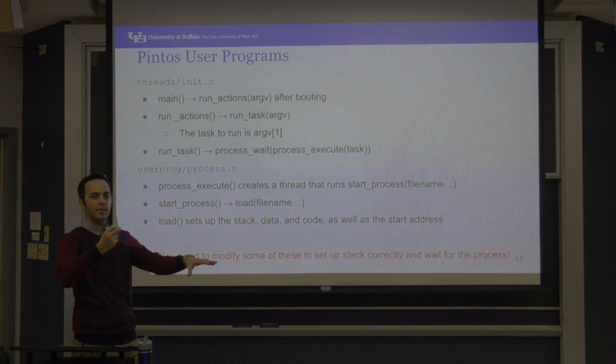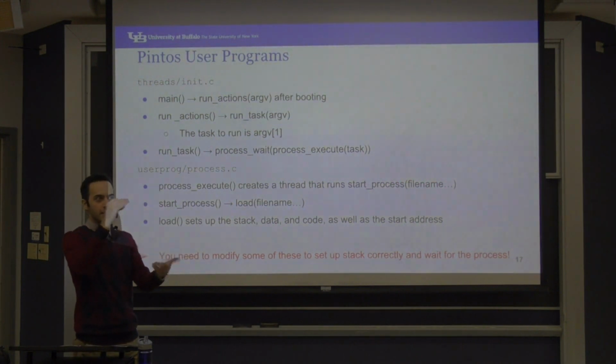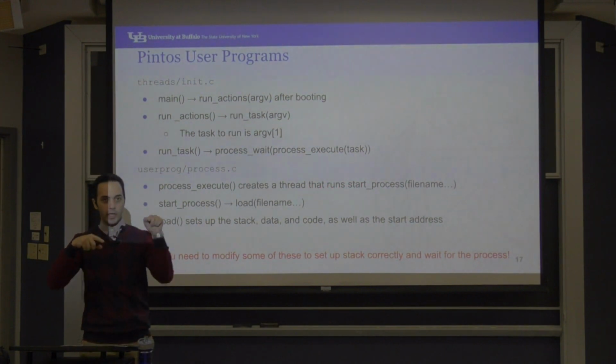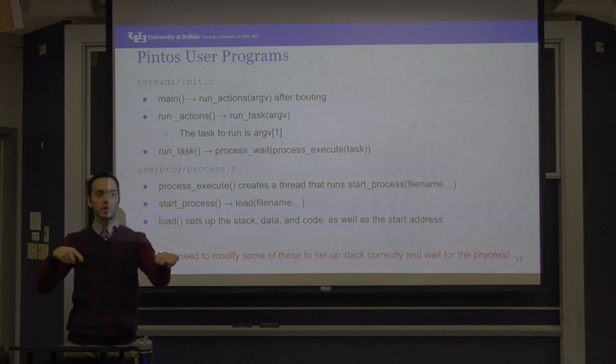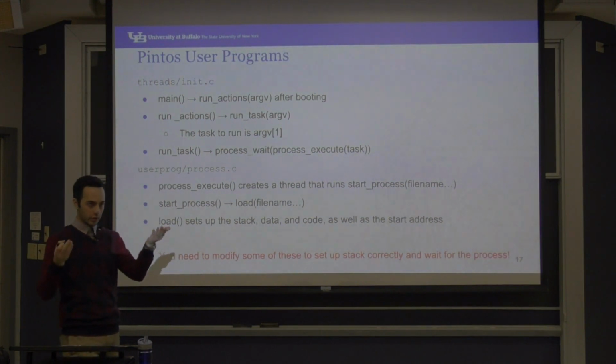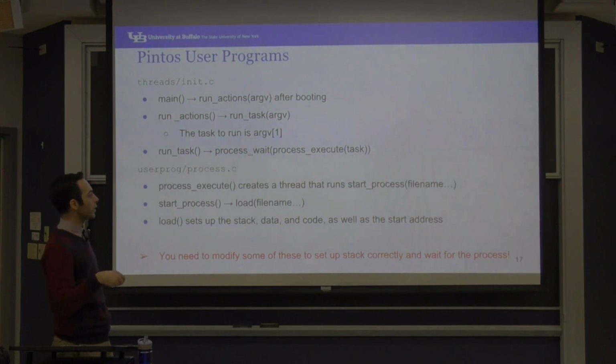So if that file name is CP, then that CP is a binary file. The thread function should point to the start of that binary file and start executing it. Instead of executing a function in your kernel, it has to go in and start running that binary.